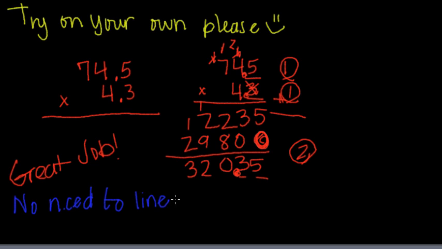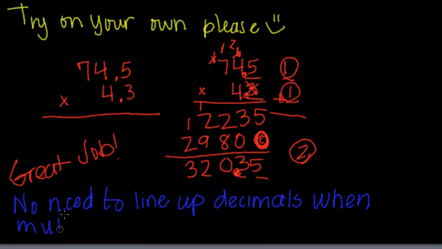I want you to make this note. It's really important. Has anyone noticed that you don't need to line up the decimals when you're multiplying? Because you don't put in the decimals till the end. The placement of the decimal doesn't come till the end. So there's no need to line up the decimal places when you're multiplying. When you add and subtract, you do, but not multiplying. So it makes it a little bit easier.